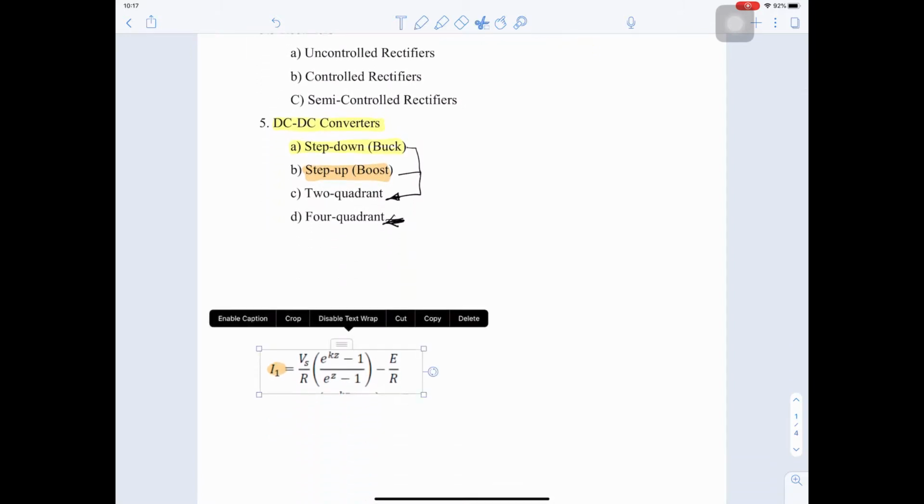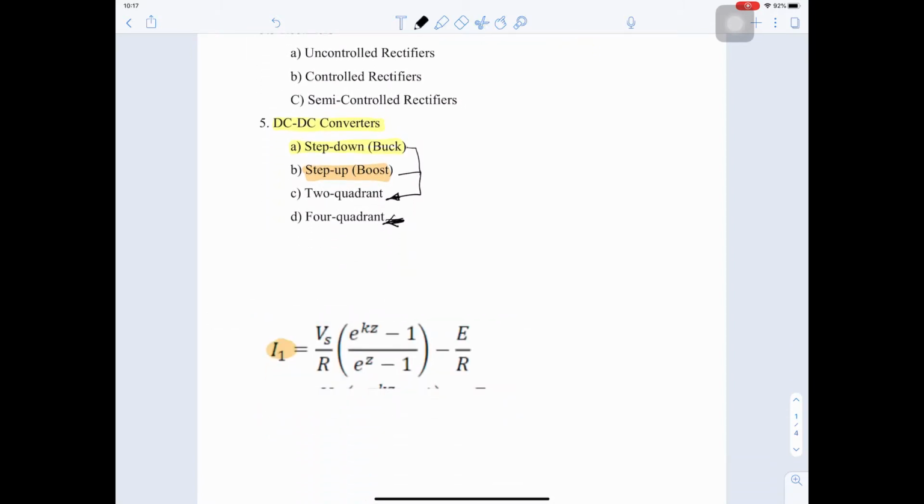Before proceeding to the boost converter, we need to do some notes for buck converters.